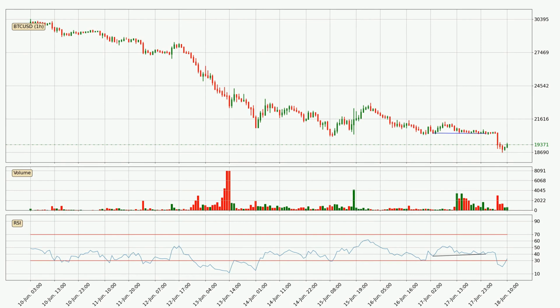Searching for divergence in the hourly time frame, there was a bullish divergence, but the price went to the downside, which was actually not expected.